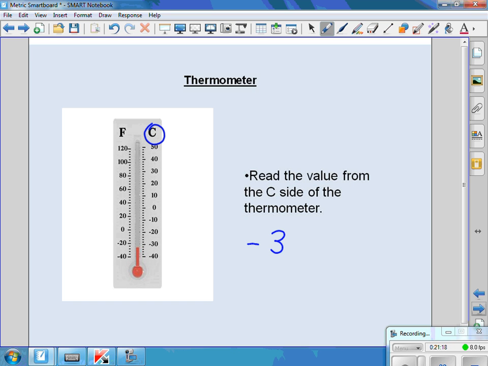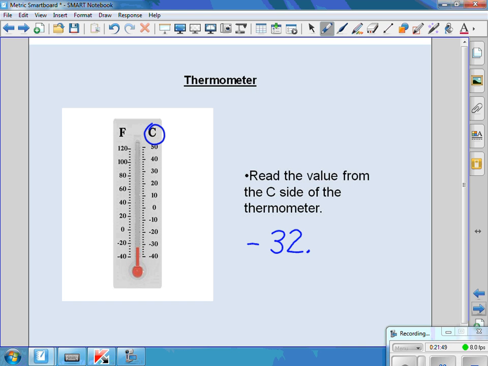30. Now, look at the little dashes in between the 30 and the 40. Since there are only 5 slots, and 40 minus 30 is 10, I have to take that 10 and divide by 5, and I get 2. So each of these little dashes is going to be worth 2. So that first dash underneath of negative 30 would be negative 32.